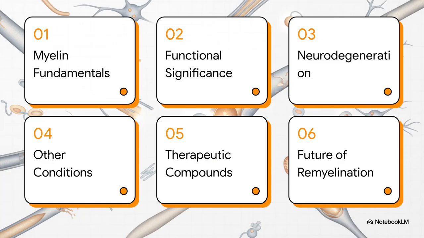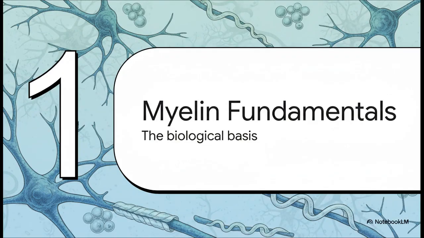So to structure our discussion, here's our roadmap. We'll start with the fundamentals of myelin biology and its capacity for plasticity. From there, we'll examine its diverse functional roles. Then we'll get into the pathology, investigating how its dysfunction contributes to aging, Alzheimer's, and other conditions. After that, we'll review a class of pro-myelinating compounds and wrap up by discussing the strategic challenges and future directions for remyelination therapies. All right, let's begin with the fundamentals.